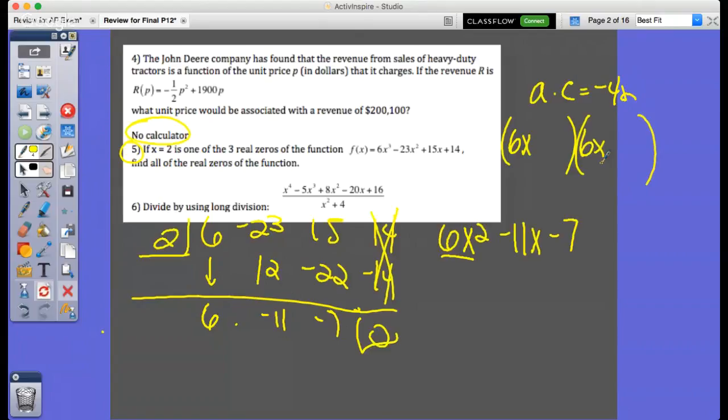Some people do it that way. Some people do the check and guess method. This A times C method gets me the right answer every time with these weird ones where A is greater than 1. So if you wanted to do it this way, you could. You don't have to. But you would put 6x in for both factors, and you would multiply A times C, hence the A times C method. And then we ask the question, what two numbers multiply to equal negative 42, but when added equal negative 11?